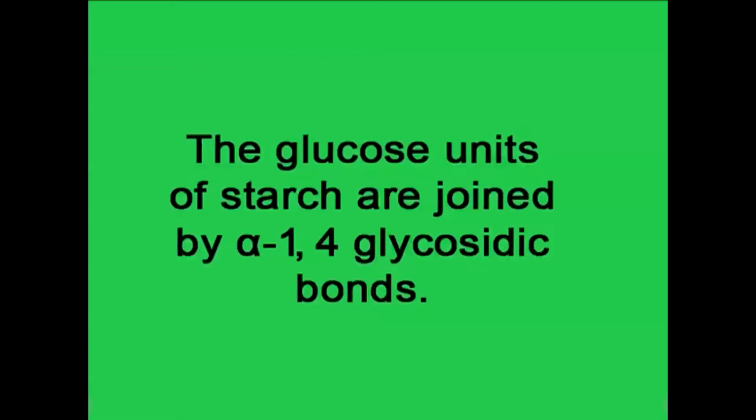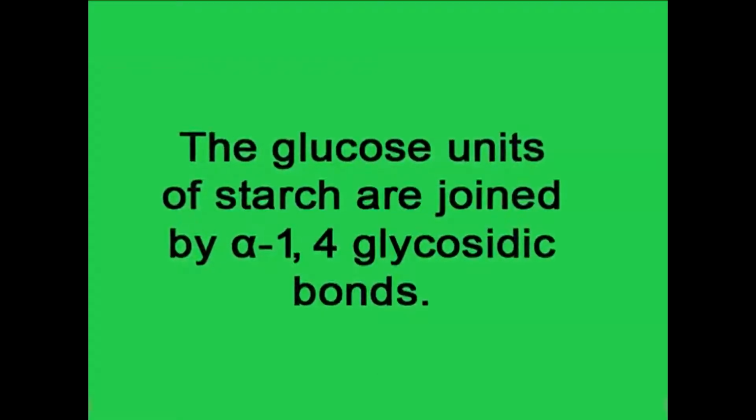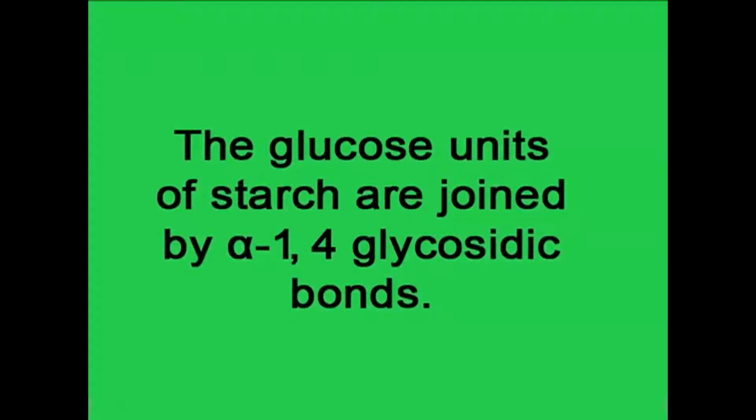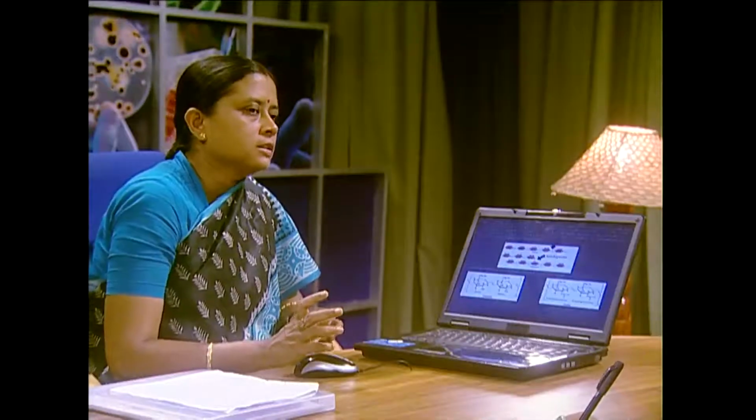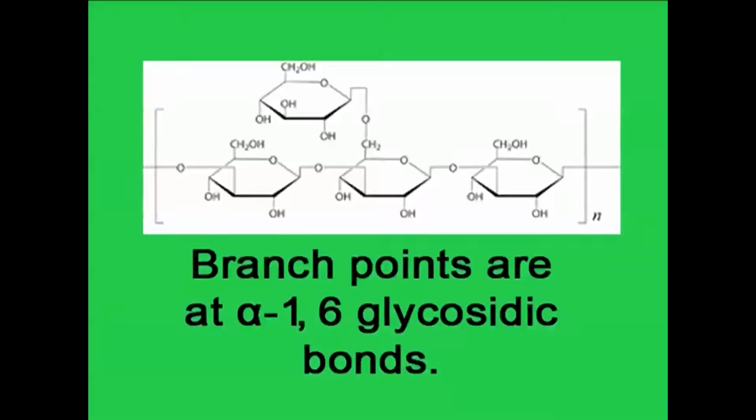So how are starch and glycogen linked in polysaccharides? Starch and glycogen more or less are the same, but there is a difference in the position of the glycosidic bonds. The glucose units of starch are joined by alpha 1,4 glycosidic bonds, and also there are branch points in the entire molecule, and the branch points are at alpha 1,6 glycosidic bonds. The alpha 1,4 and alpha 1,6 glycosidic bonds together form the entire molecule of starch.